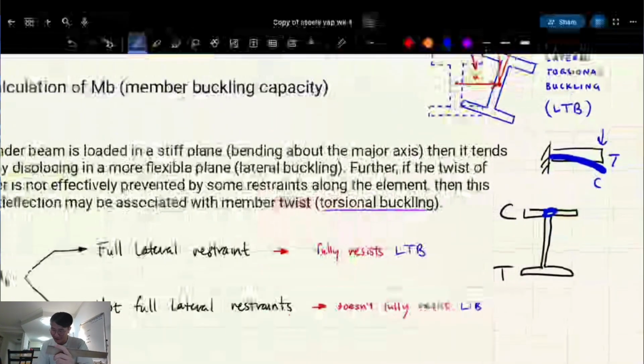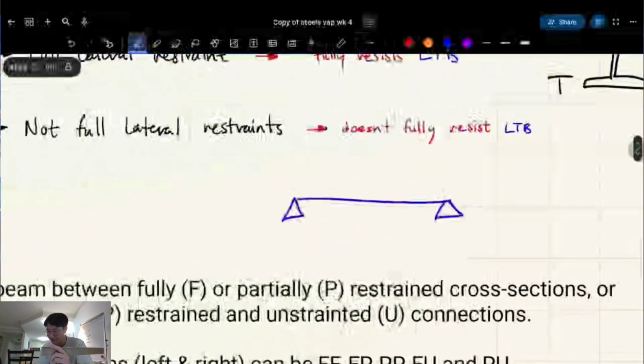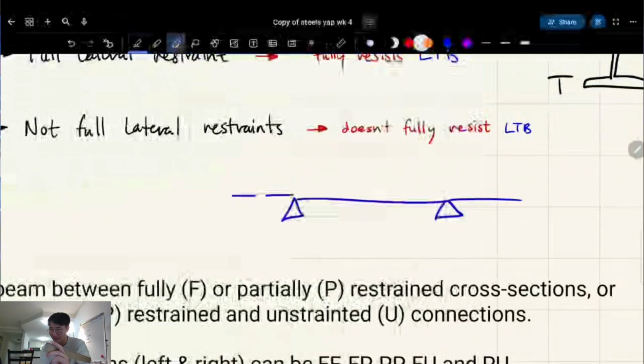So let's just do a quick thing, right? If we have a continuous beam, which just means that part's simply supported, and then these two parts cantilever out, do you know what the bending moment diagram looks like?